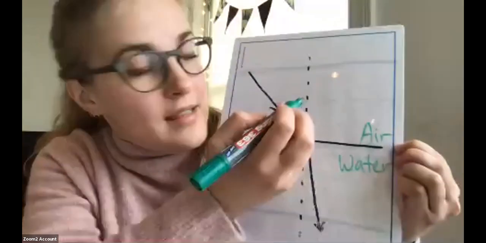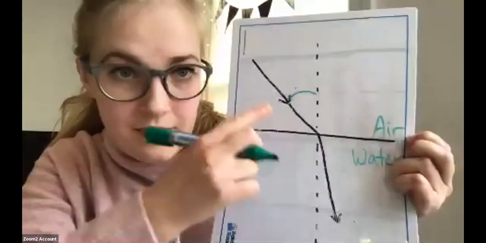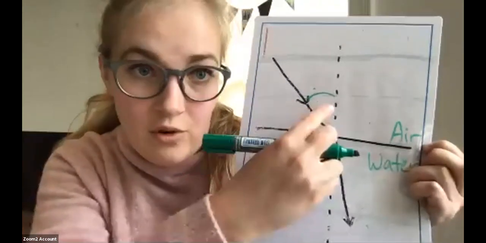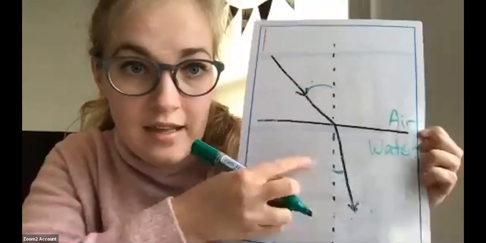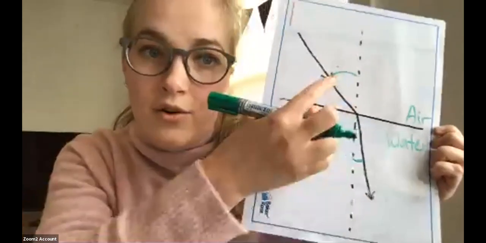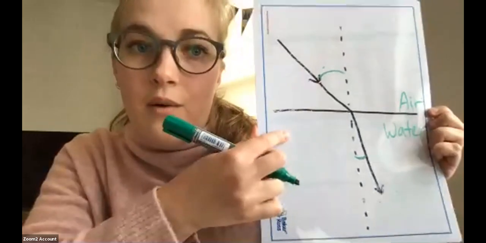You can see that when light is crossing from air to water, the angle of incidence, so the angle between the incident ray and the normal line, is greater than the angle of refraction, or the angle that's between the normal line and the refracted ray, when the light is crossing from a less dense medium like air to a more dense medium like water. But what about if the ray of light were crossing from water to air?